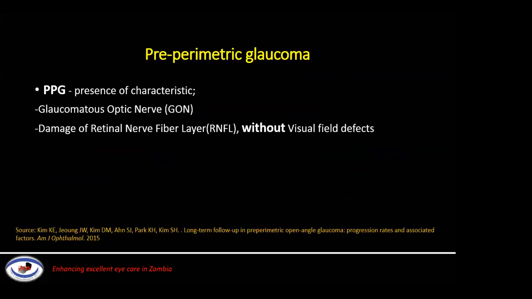We'll just now define what pre-perimetric glaucoma is. Pre-perimetric glaucoma is characterized by glaucomatous optic nerve damage to the retinal nerve fiber layer without the visual field defects.